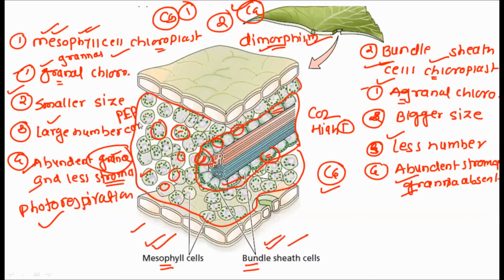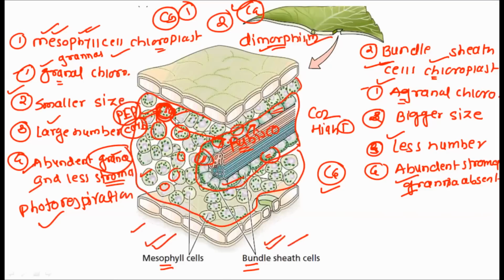PEP carboxylase enzyme is present in the mesophyll cells, and the Rubisco enzyme is present in the bundle sheath cells. Now, as we have discussed in our previous videos, PEP carboxylase can fix atmospheric CO2 even when the CO2 concentration is very low. That is, the mesophyll cells fix CO2 at very low concentration due to the presence of PEP carboxylase, and after that, this CO2 is sent to the bundle sheath cells in which we have Rubisco.